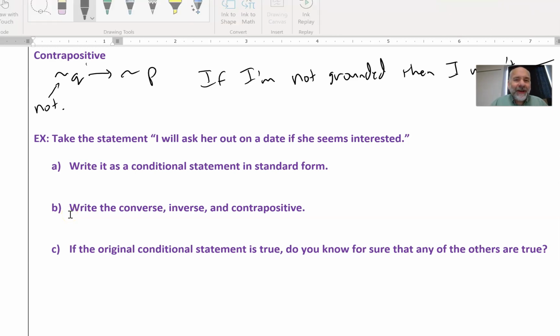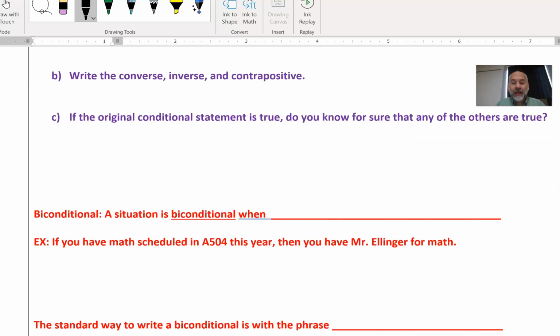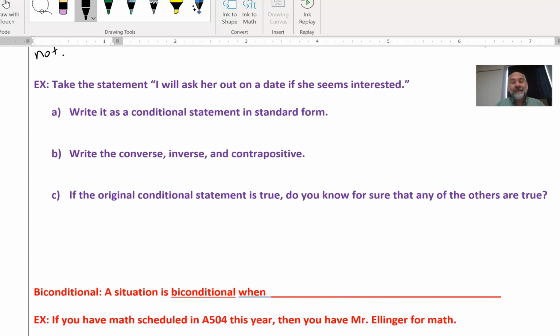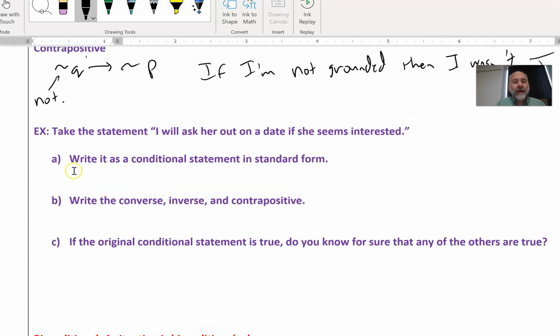Okay, finishing up this conditional statement thing. We've got an example here of the statement, I will ask her out on a date if she seems interested. That's the statement I'm making. The first question is to write it as a conditional statement in standard form, then write the converse, inverse, and contrapositive. And then if the original conditional statement is true, do you know for sure that any of the others are true?